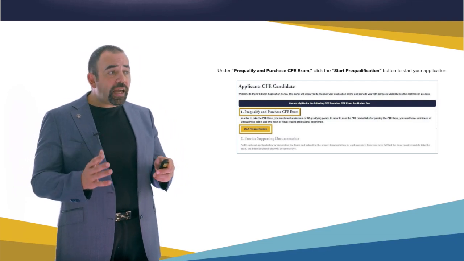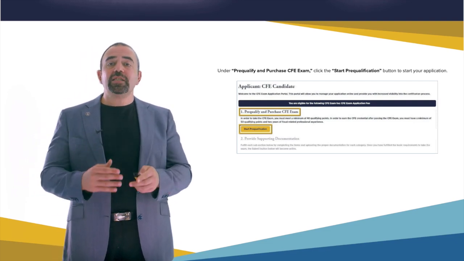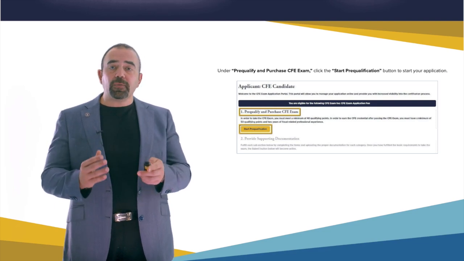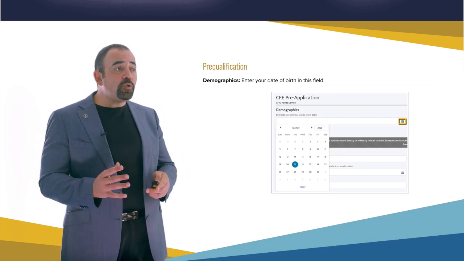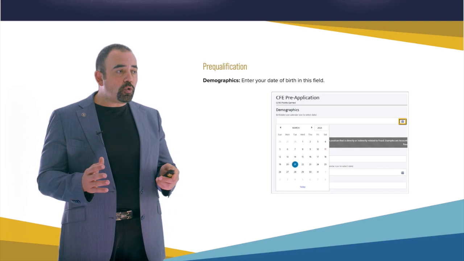The first step is the pre-qualification stage, where they are going to ask you basic information to see if you qualify to become a certified fraud examiner or not. So what are the questions they are going to ask you? The first one is what is your age. They want to know exactly your age, your demographics. So you need to complete that.